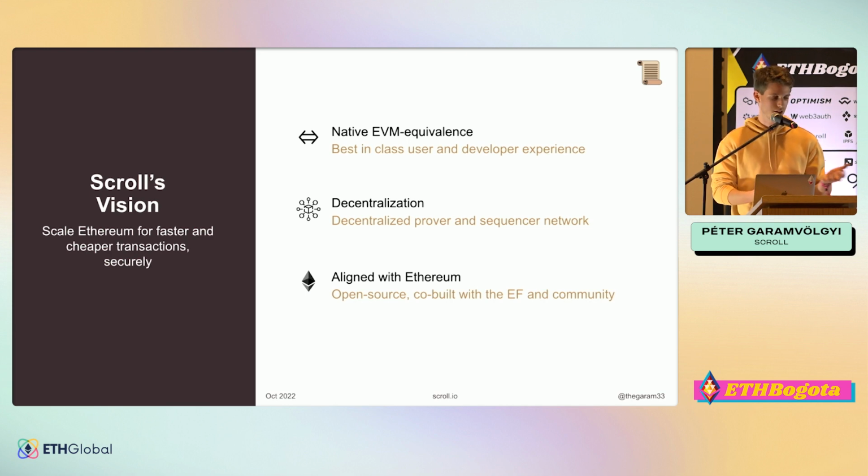That means that you take the EVM bytecode, let's say from Remix or from Hardhat, that you deployed on layer 1, and you can, in exactly the same way, deploy it on layer 2, and it works the same way. Then we have decentralization as a main design component. As I said, the provers or rollers are decentralized from day 1, so decentralized during the mainnet launch, and eventually the sequencer is also going to be decentralized.